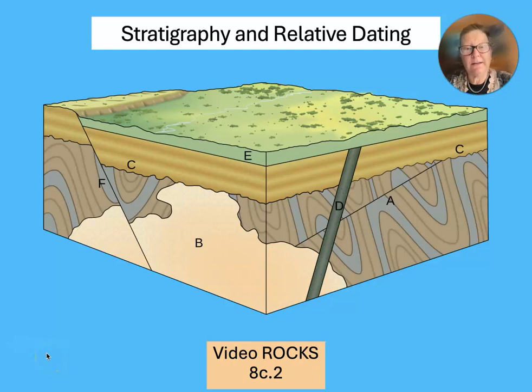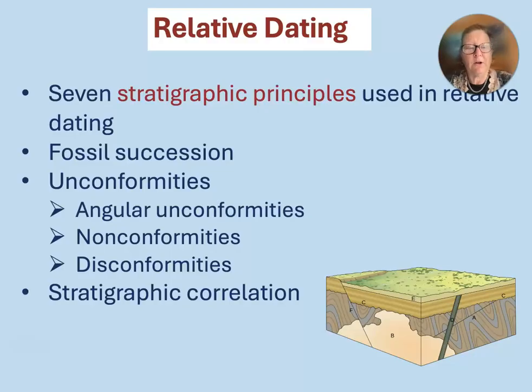Let's use the relative dating principles that you learned in the last video to figure out how these geologic features came to be. Here's our outline. So far, we've only looked at the first bullet, the 7 stratigraphic principles used in relative dating. We'll do a little review of that, and then we'll go on to the rest of the outline.